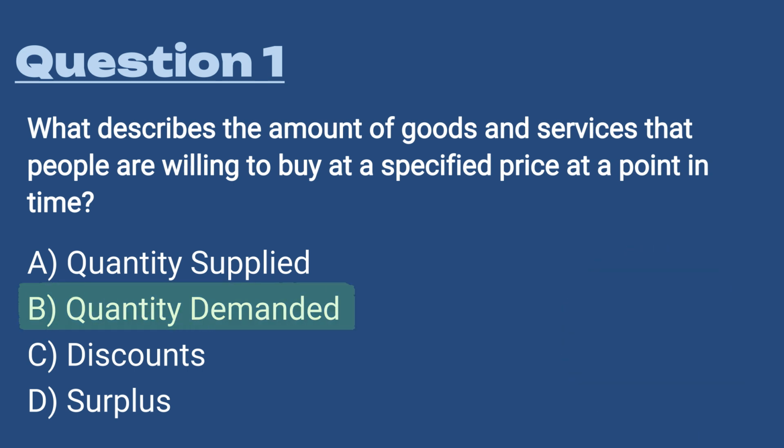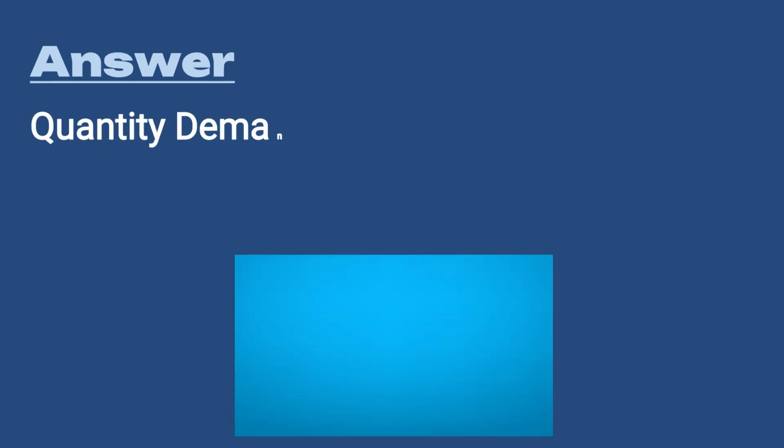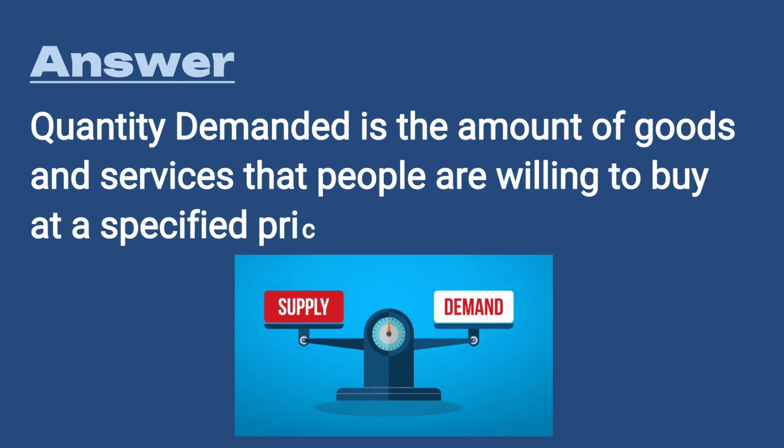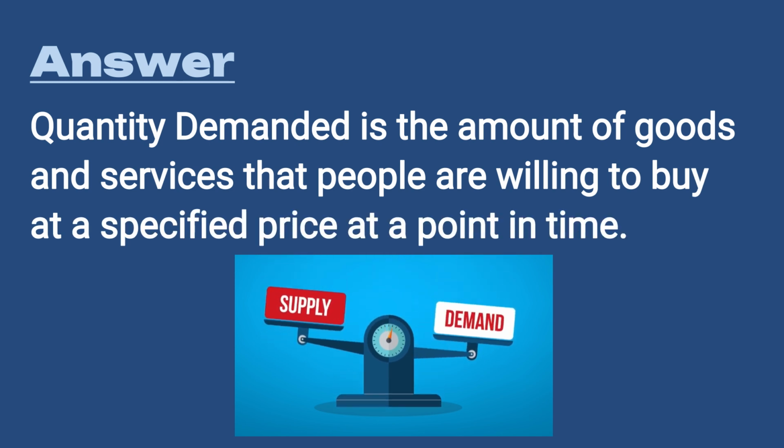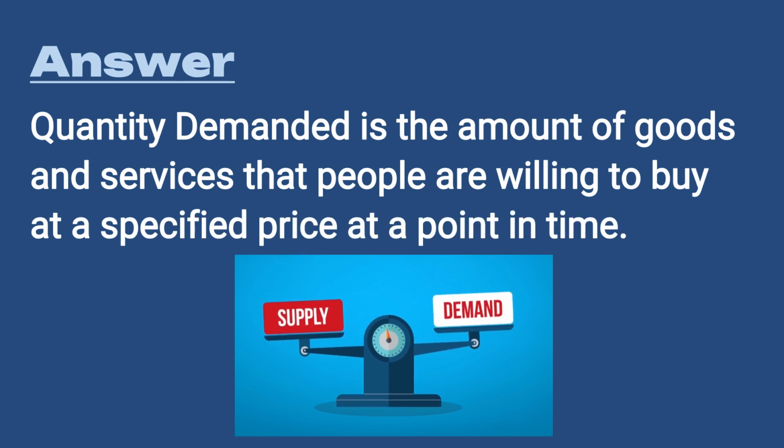The answer is B, quantity demanded. Quantity demanded is the amount of goods and services that people are willing to buy at a specified price at a point in time.